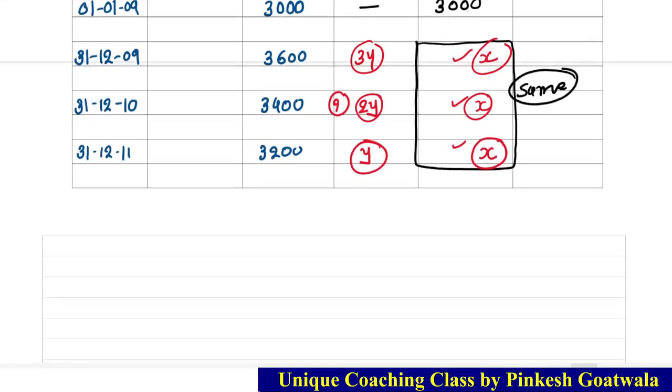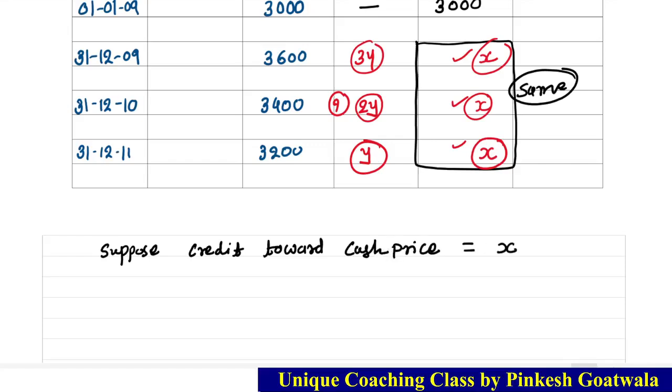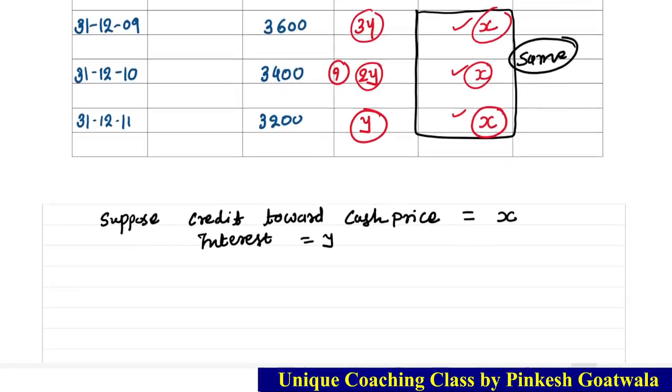Here we have to suppose. Okay, what will we suppose? Suppose credit toward cash price is equal to x, and the interest is equal to y. Now our installments, okay, first installment. I write here all the installments.